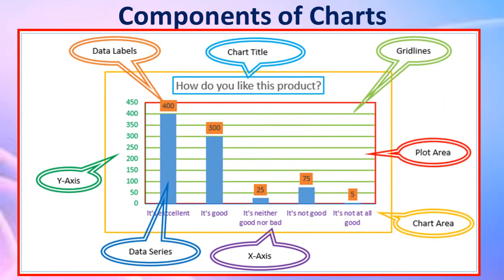We have to learn about the components of a chart. The components of a chart include chart title, data label, grid lines, plot area, chart area, x-axis, data series, and y-axis.